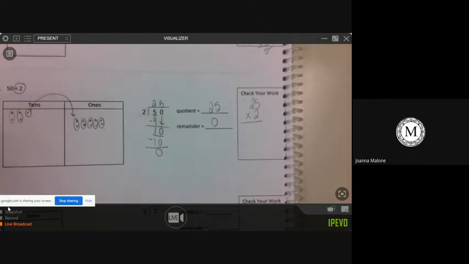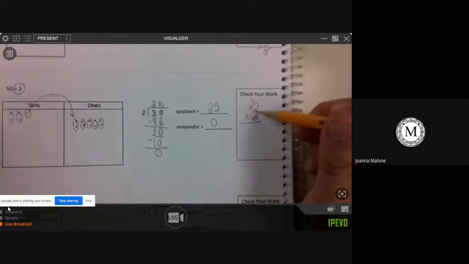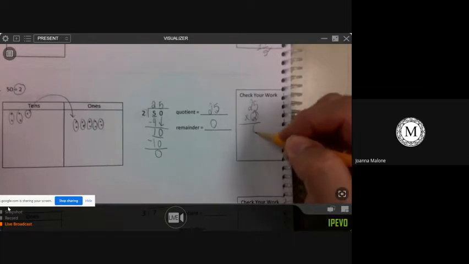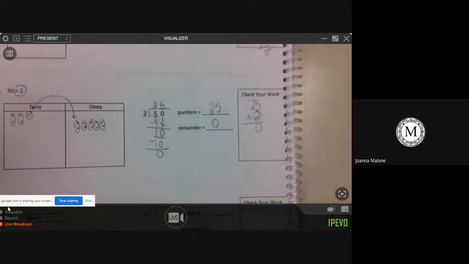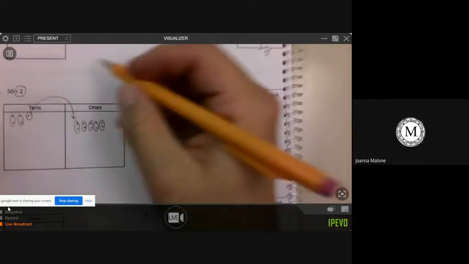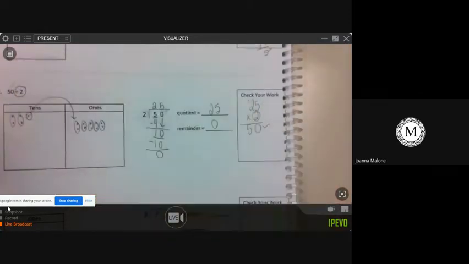Good? Okay, circle that magic number just like we did before. We start in that ones place. What's 2 times 5? Everybody? 10. Carry my 1. What's 2 times 2? Everybody? 4 plus 1 is? 5. Check. Check. Check.